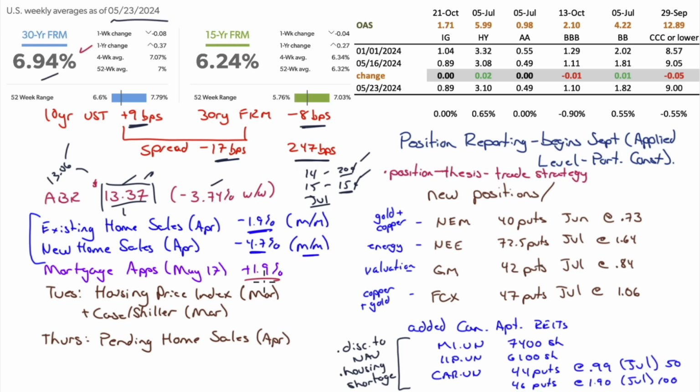Mortgage apps for May 17th up 1.9%. Tuesday we get housing price information, the housing price index, and Case-Shiller as well. October still is the series high on Case-Shiller and I think on the housing price index. And it wasn't that much below the last reading we got for February. It wasn't that much below the series high. I think all you needed was like a 0.3 increase in home prices and you'd be there. So are we going to see a series high in Case-Shiller for March? Thursday we have pending home sales for April.